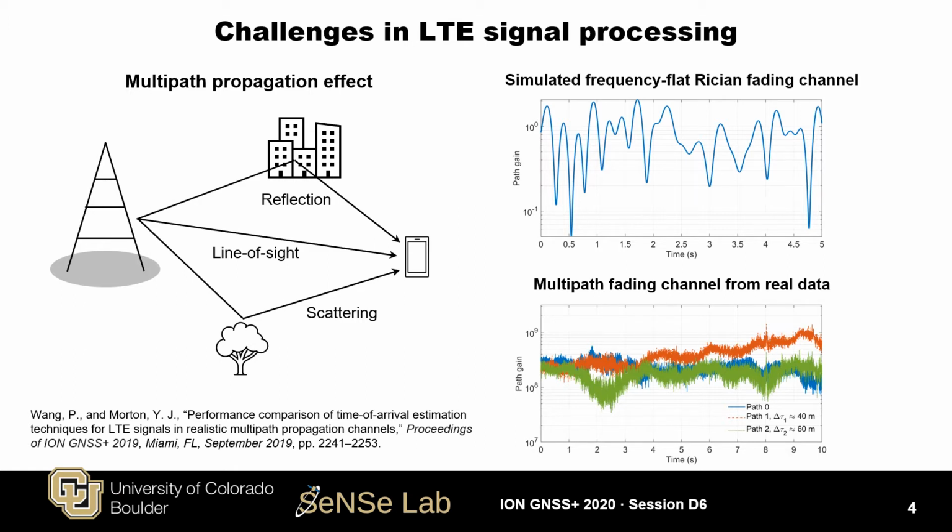The three paths in this channel show time-varying gains. It's also worth noting that the channel dynamics in this real dataset are much lower than that in the simulation, mainly due to our slowly moving data collection platform. These multipath fading effects can cause trouble in LTE signal processing, including both TOA estimation and carrier synchronization.